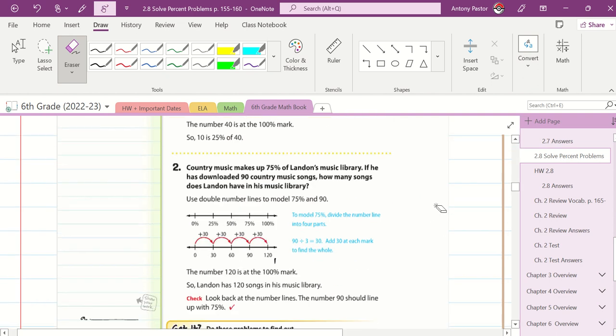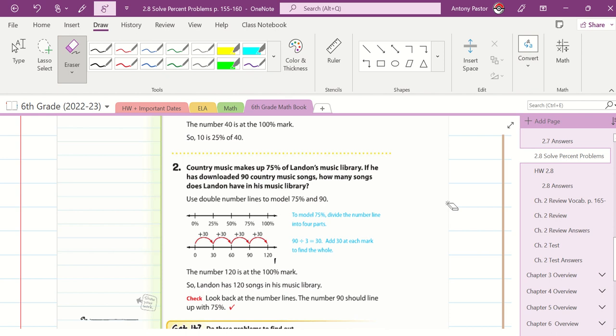So let's try this one. Country music makes up 75% of Landon's music library. If he has downloaded 90 country music songs, how many songs does Landon have in his library? Use the double number lines to model 75% and 90.